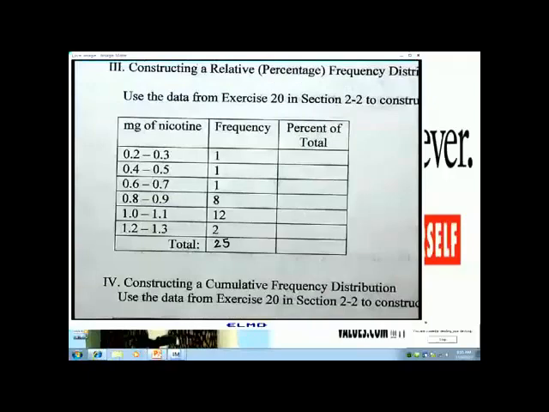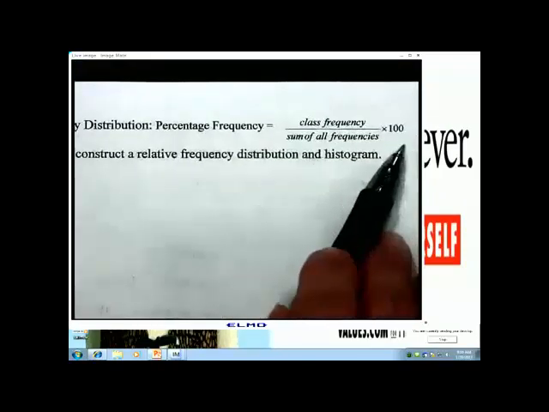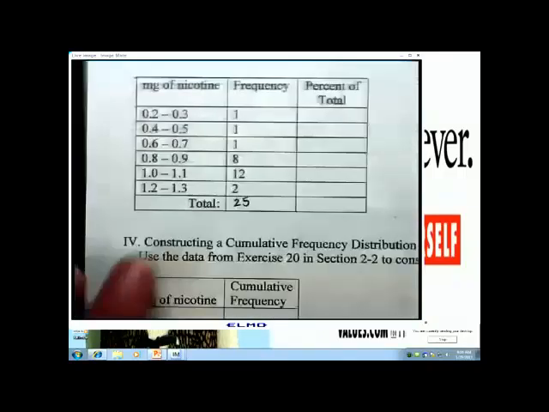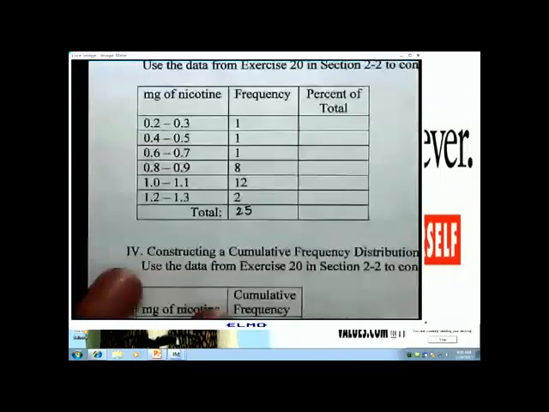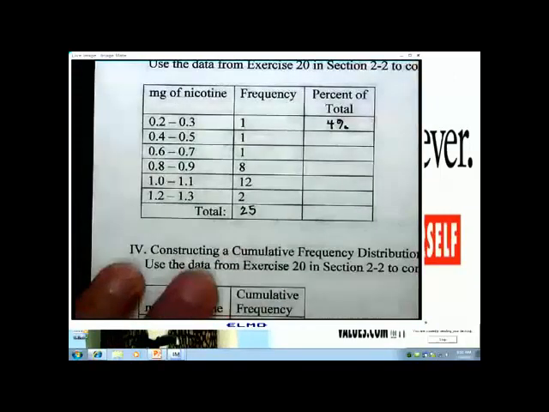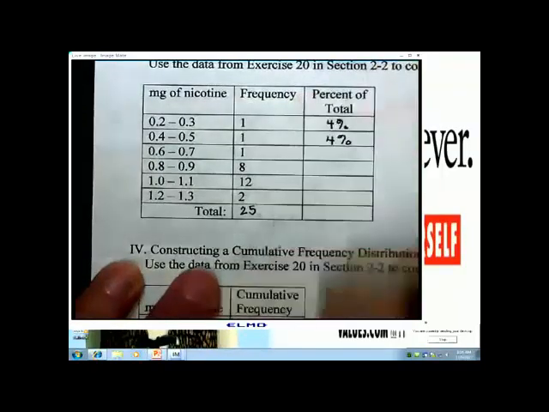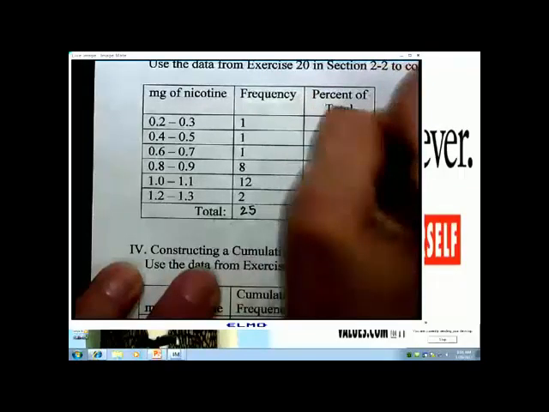So what percent of the cigarettes fell in the range of 0.2 to 0.3 milligrams of nicotine? 1 out of 25 is 4%. Just punch on the calculator, 1 divided by 25, and then change it to a percent by multiplying by 100 or moving the decimal 2 places to the right. So the first class had 4%. The second class had the same frequency, so it would have the same percent. The third class is also 4%.